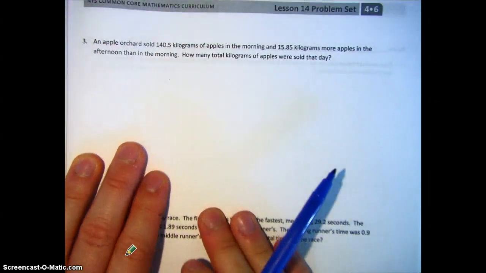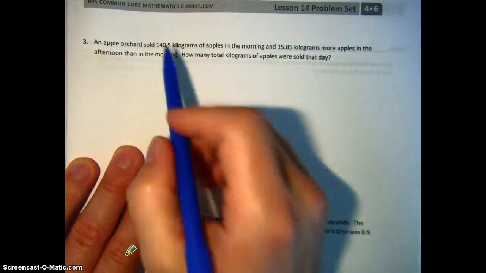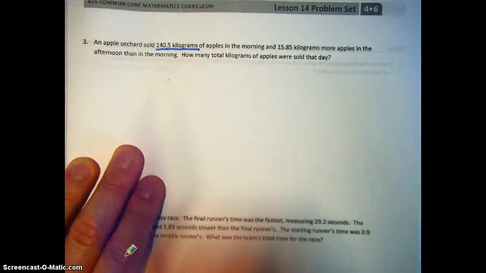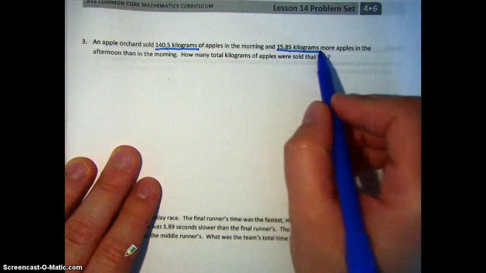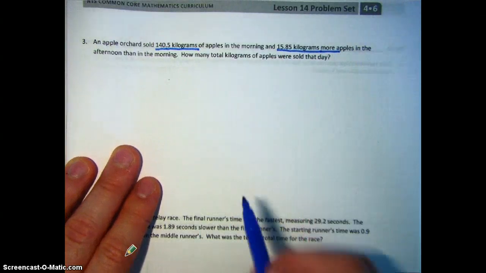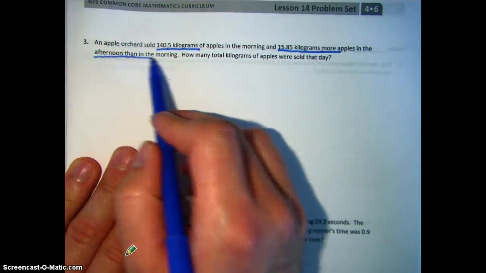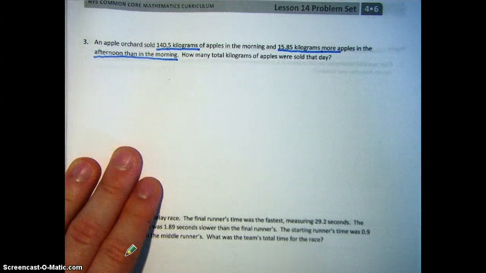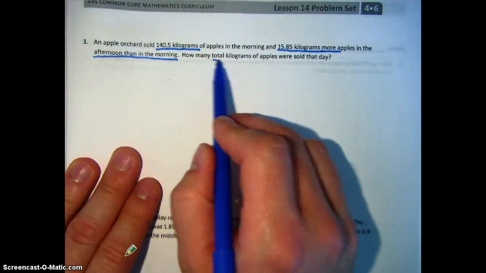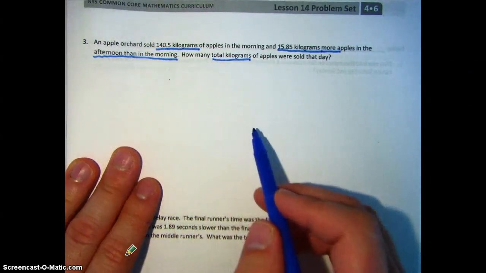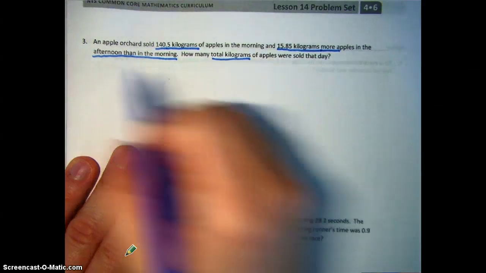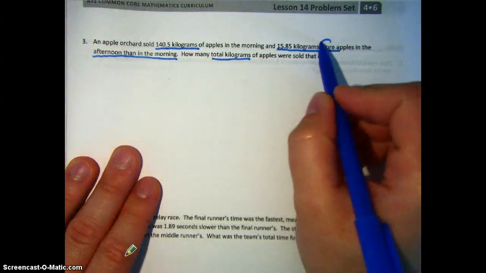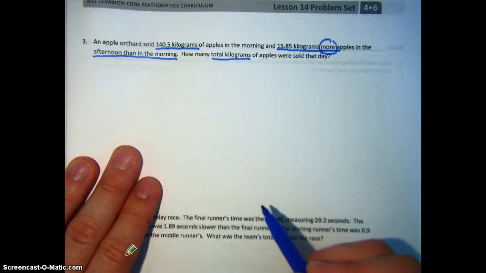Okay, an apple orchard sold 140 and 5 tenths kilograms of apples in the morning, and then 15 and 85 hundredths kilograms more in the afternoon than in the morning. How many total kilograms were sold that day? This one is a little bit different. Okay, notice the word more is important here.